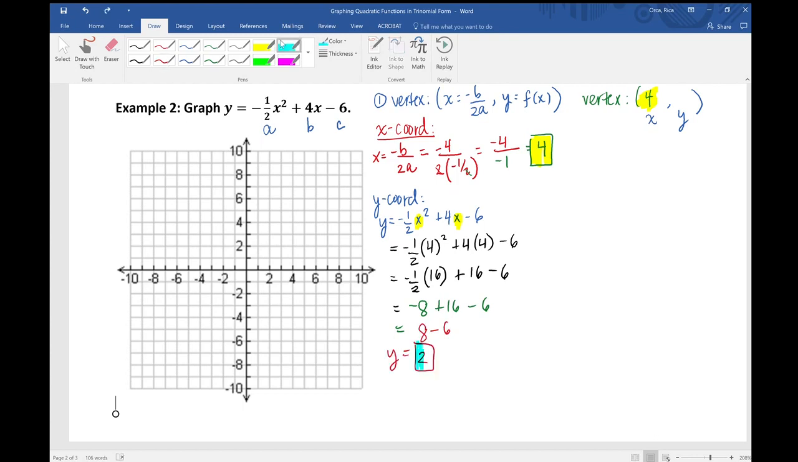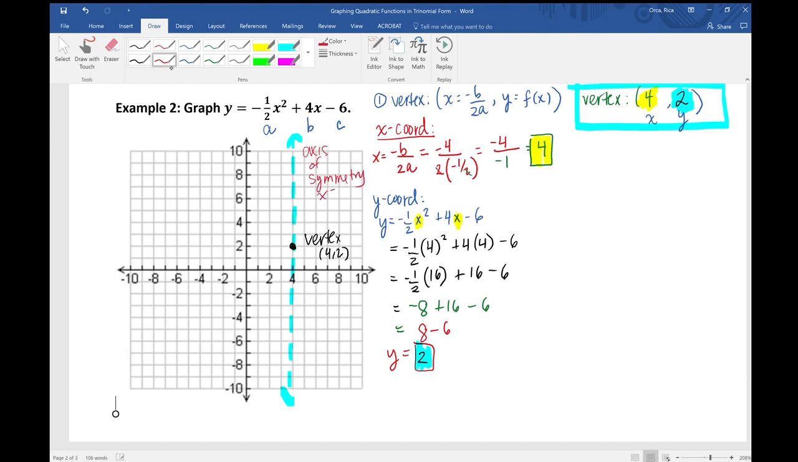So the y-coordinate of our vertex is at 2. So now let's graph our vertex, which is at 4, 2. Label it. And once again, we know that our axis of symmetry is going to fall on our vertex. Label the axis of symmetry, and our axis of symmetry is at 4.